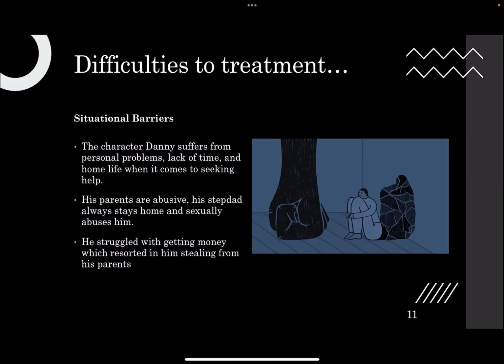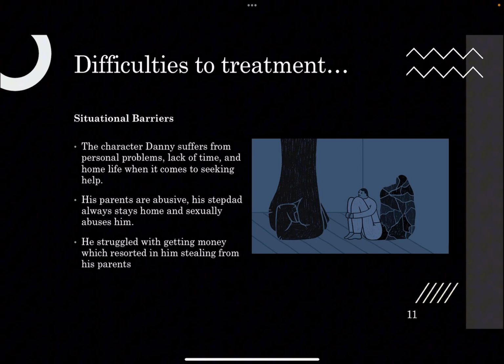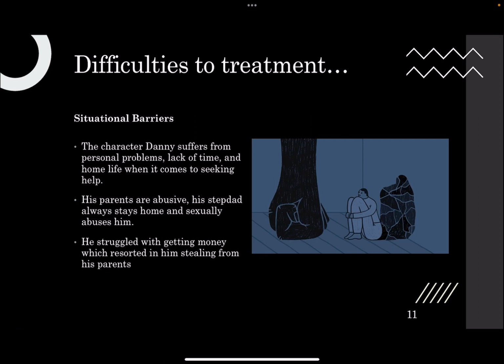During the show, it was difficult to get treatment for Danny because he suffered from coming from an abusive home and was trying to seek help, but most times it was shut down. Not only that, but he struggled a lot with money. Even though he was from the suburbs, he struggled a lot with money since his mom was the only provider. His dad killed himself, and his stepdad was a homebody.